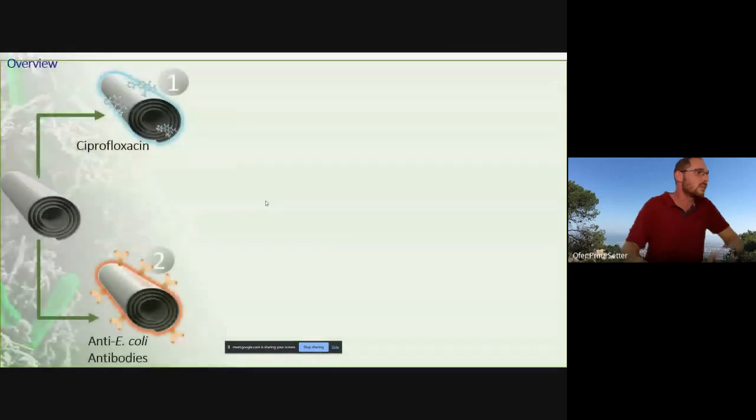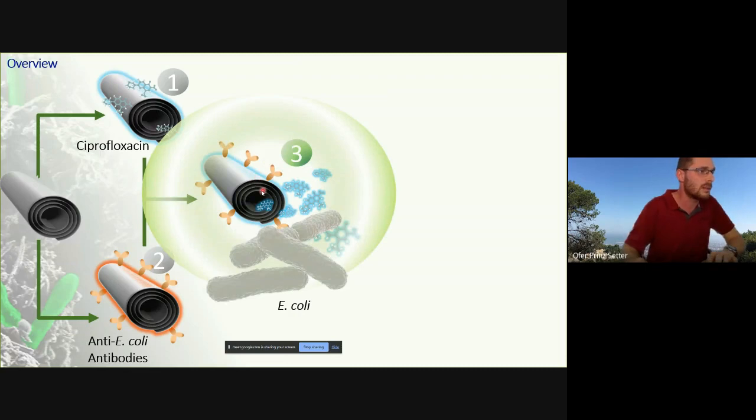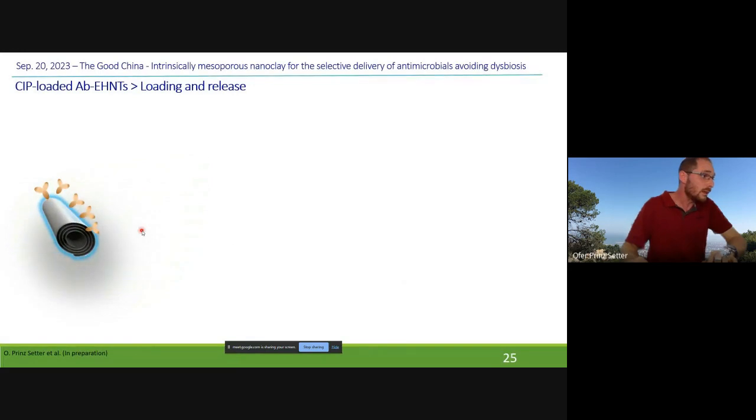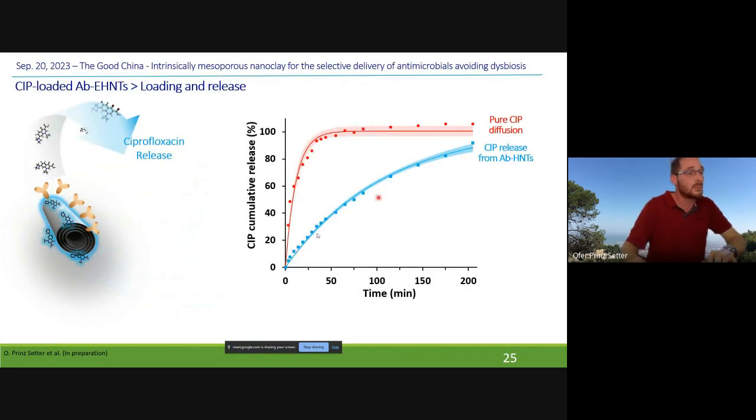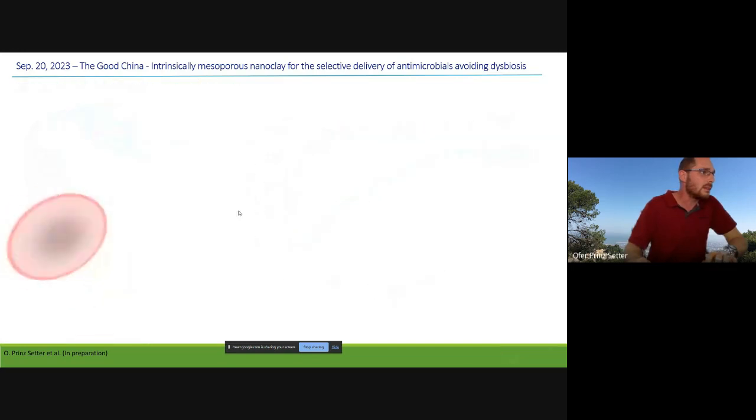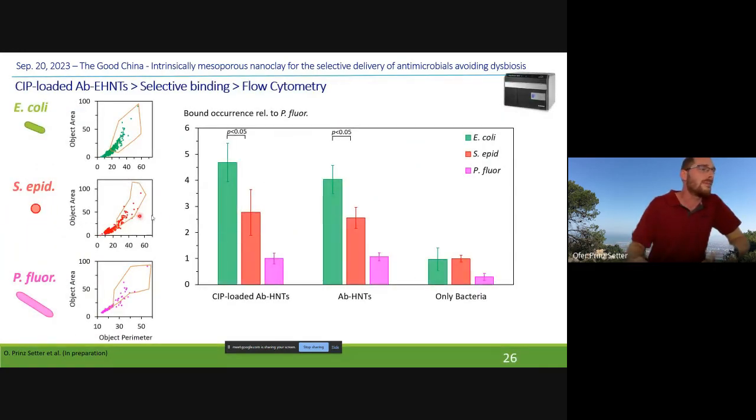And this brings us to the next step of combining antibiotics loading and immobilization of antibodies. So we have the loaded system, the multifunctional clay. It exhibited a sustained release profile in comparison to the diffusion of pure antibiotics. And to assess its activity, again, we used flow cytometry, and the loading of antibiotics did not impair the selective binding. You can see that the results for clay with antibiotics or without antibiotics are quite the same.